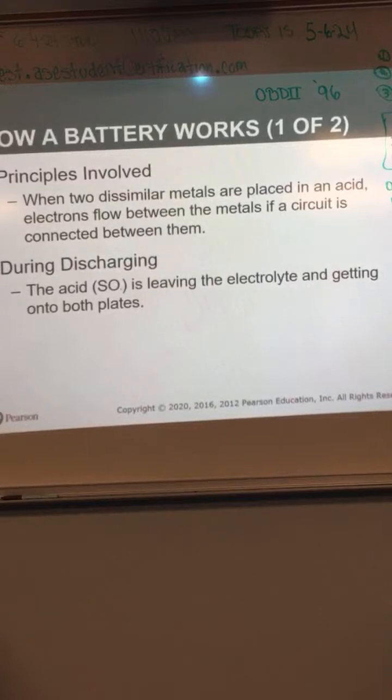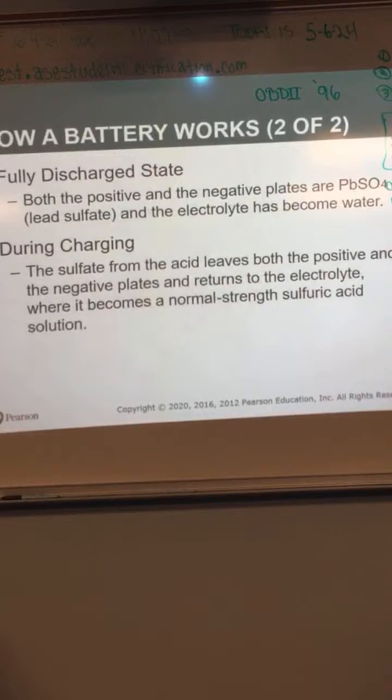Principles involved: when two dissimilar metals are placed in acid, electrons flow between the metals when the circuit is connected between them. The sulfate leaving the electrolyte and getting onto both plates is what happens during discharging. In the fully discharged state, both positive and negative plates are covered in sulfate and the electrolyte becomes water. A fully discharged battery can freeze because of that.